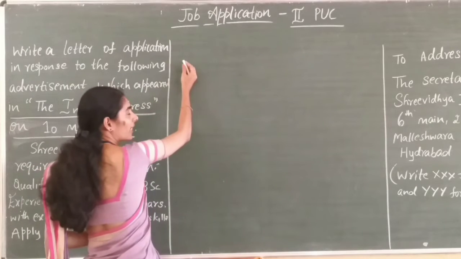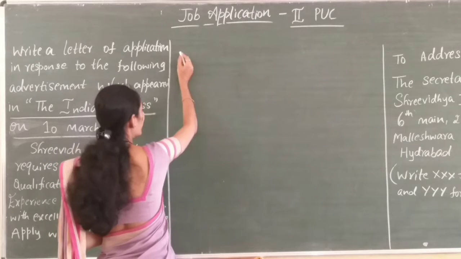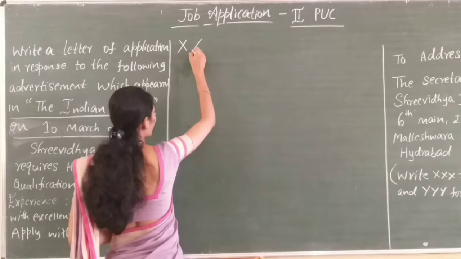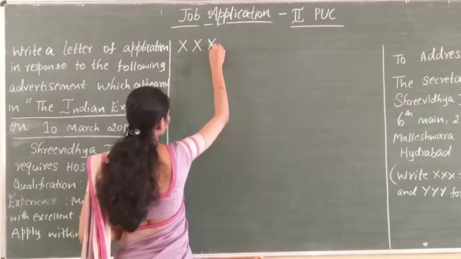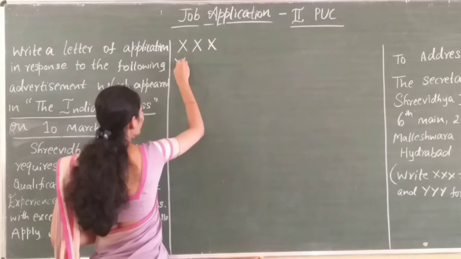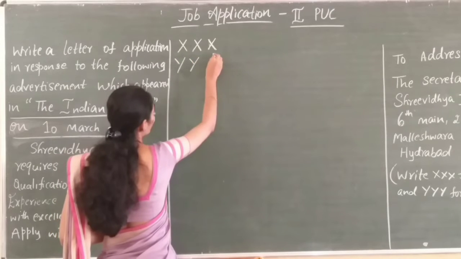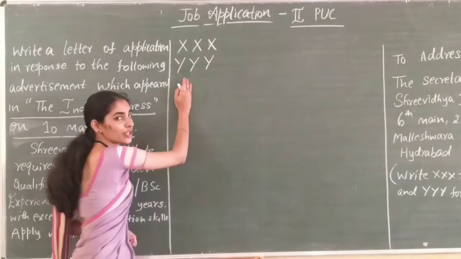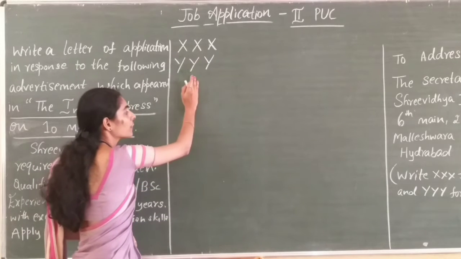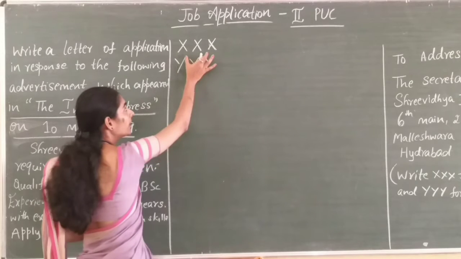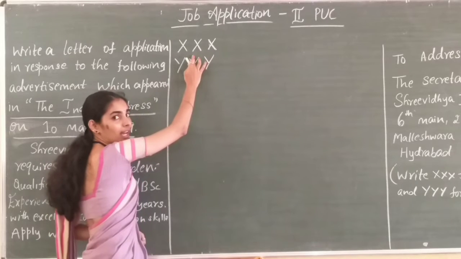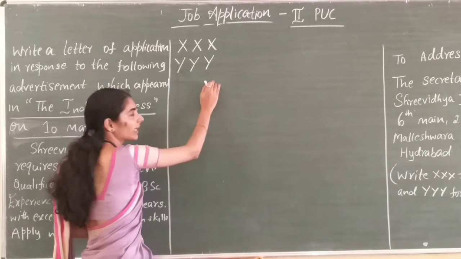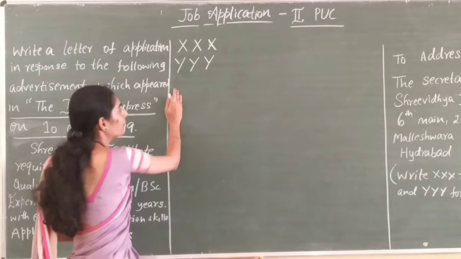So for the sender's address, you are not supposed to write your name or address, but you have to write XXX for name and YYY for address. This is how you need to write the sender's name as well as address. And here you need not leave a line after XXX. After writing XXX and YYY, then you can leave a line. So now, what do you have to write?